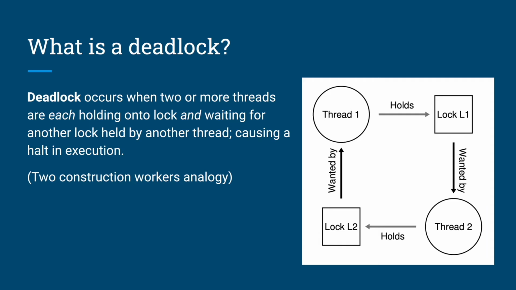What is a deadlock? Deadlock occurs when two or more threads are each holding onto a lock and waiting for another lock held by another thread, causing a halt in execution. Let me explain further using the illustration to the right.